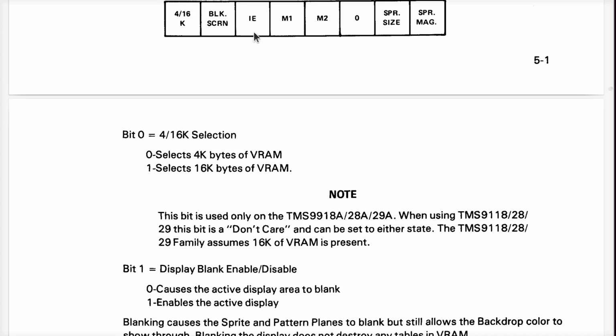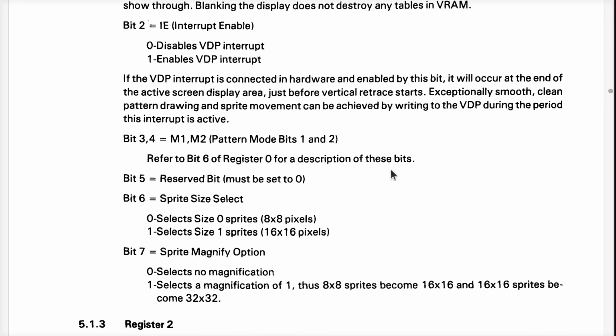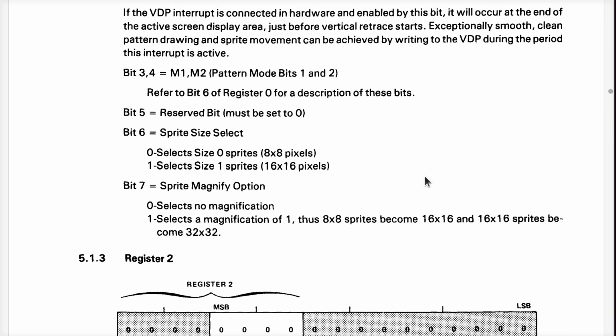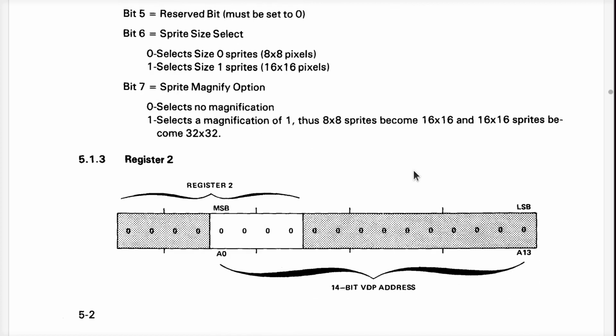If we turn on interrupts, we leave the jumper out of the VDP board so the Z80 doesn't have to worry about them. We can look at this pin and get an insight into what's going on with our board. That's all I'm saying. M1 and M2 are both zeros because we want graphics mode 1. We write a zero in there because it says so. We're not going to play around with sprites, so these don't really matter. So I'll probably put zeros in there and say no magnification, and we're in 8x8 mode or whatever.